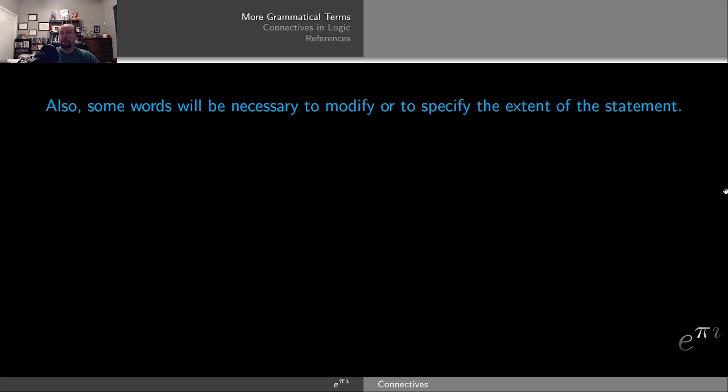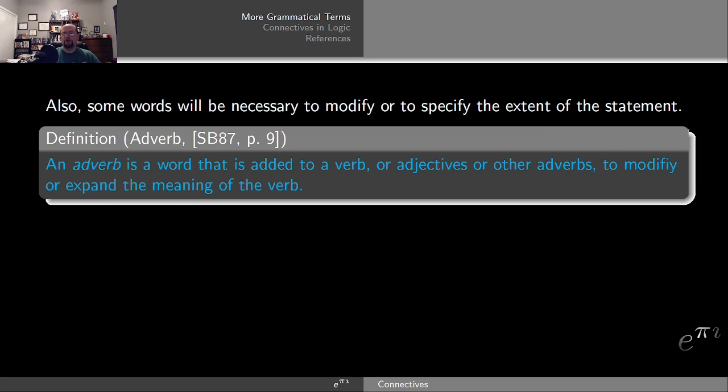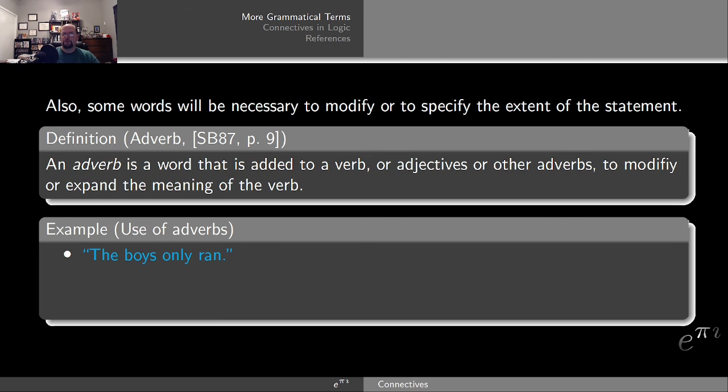Also, some words will be necessary to modify or specify the extent of a statement. These are what we call adverbs. An adverb is a word that is added to a verb, or adjectives, or even other adverbs, to modify or expand the meaning of the verb. So, for instance, the boys only ran. The word only is stating the extent to which these boys are taking action. Specifically, these boys are running, but they're not taking any other action.